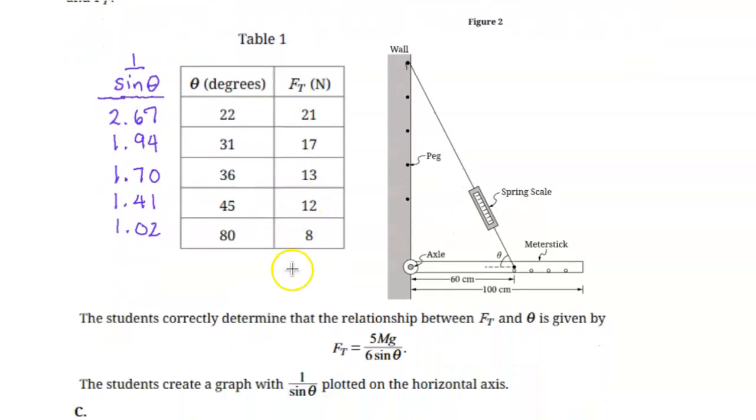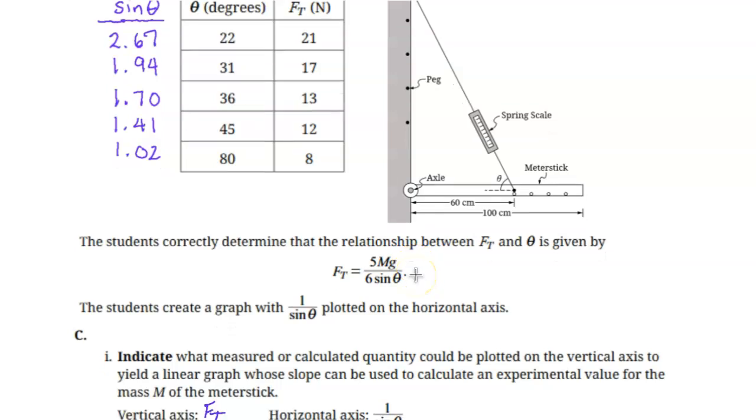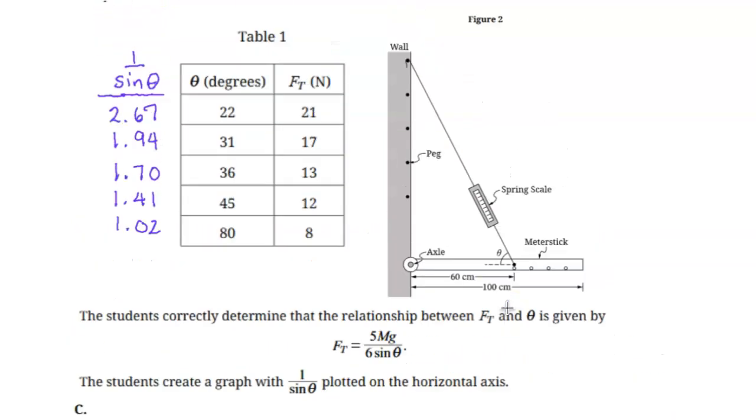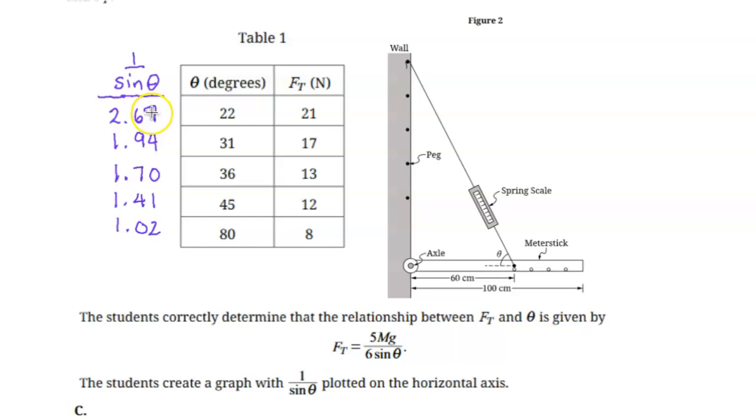The student correctly determines that the relationship between Ft and theta is given by, and we have this equation right here, Ft equals 5 mg divided by 6 sine theta. The students create a graph with 1 over sine theta plotted on the horizontal axis. So here you can see that I've already calculated 1 over sine theta. This gives us a hint that we're probably going to use this. So make sure when you do that you are in degree mode.